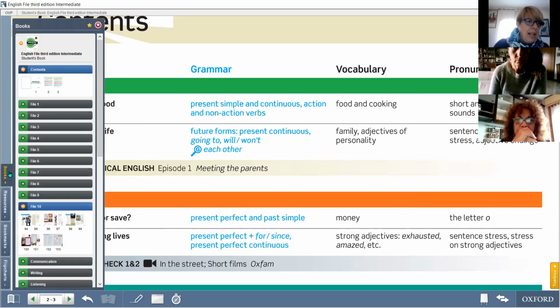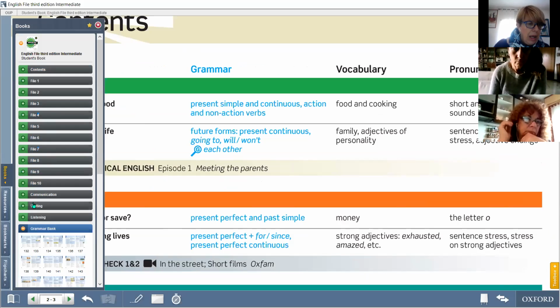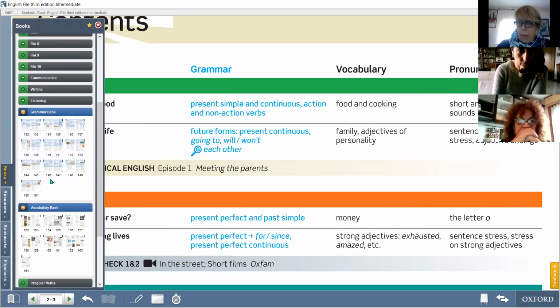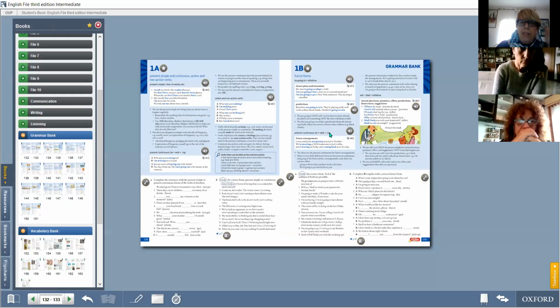So this is the student book, but you also have, at the bottom of the book, all the listening, everything, but most important is the grammar bank and vocabulary bank, where you see all the things that I was showing you before regarding the conditional. So you have all the grammar bank, divided into various topics.